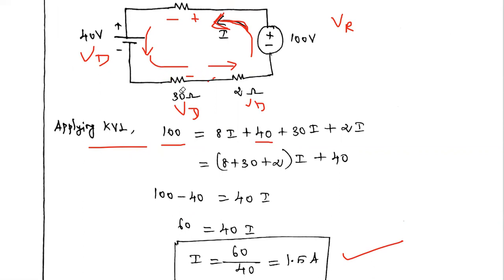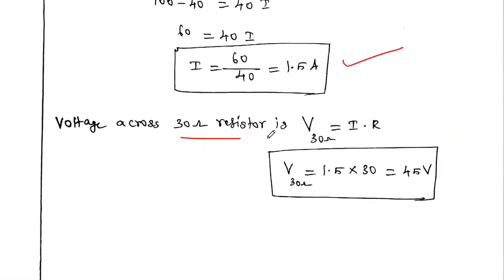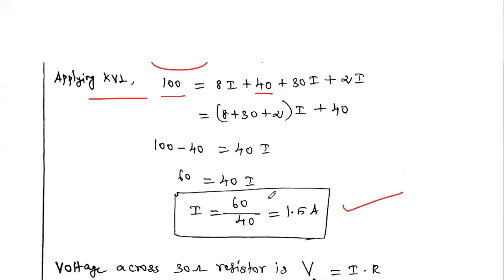So where is the 30 ohm resistor? This one. So from that, the voltage across the 30 ohm resistor is nothing but the current I multiplied by the particular resistor. So what is the value of current? 1.5 into what is the resistance value? 30. So 1.5 into 30, we can get 45 volt. So this is the second problem.